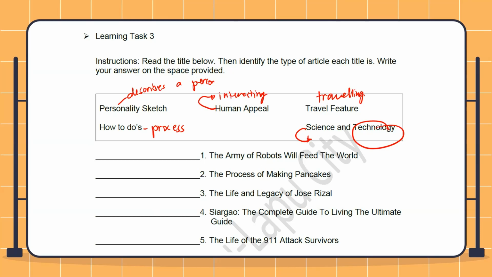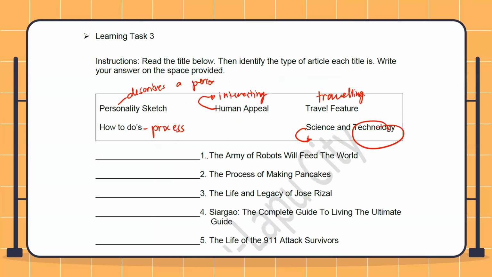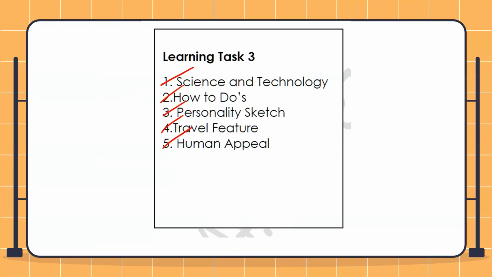Pause the video here if you need more time, but if you don't, you're now ready to answer. Number 1, science and technology. Number 2, how-to's. 3, personality sketch. 4, travel feature. And number 5, human appeal. It's number 5 again, the life of the 911 attack survivors. I see. Why is that human appeal? Number 5, which is about the 911 attack, is part of human appeal because it makes us curious. It makes us ask questions like, ano ba talaga yung nangyari during the September 11 or 911 terrorist attack?